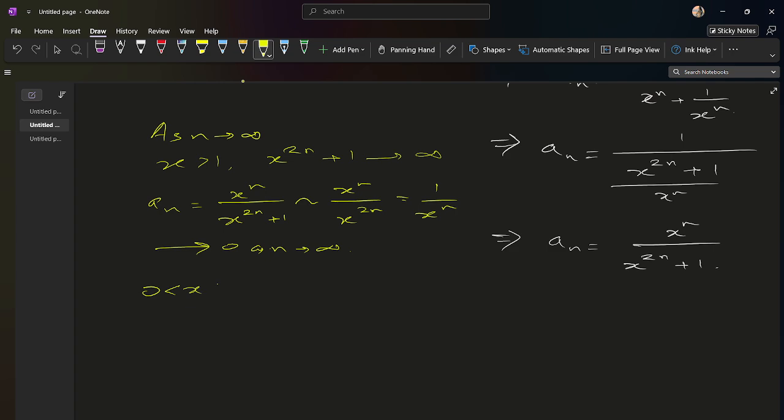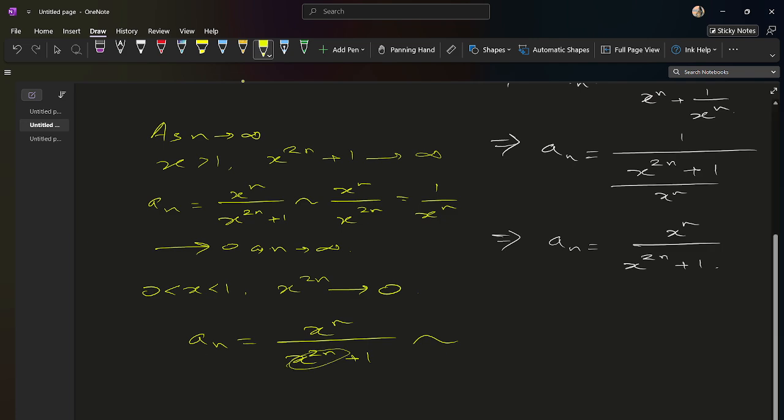Now for 0 less than x less than 1, x to the power 2n will go to 0. So a n equals x to the power n by x to the power 2n plus 1. This thing will go to 0. So we finally got that this will go to 0 and this will go to 0. So we will get 0 as n tends to infinity.